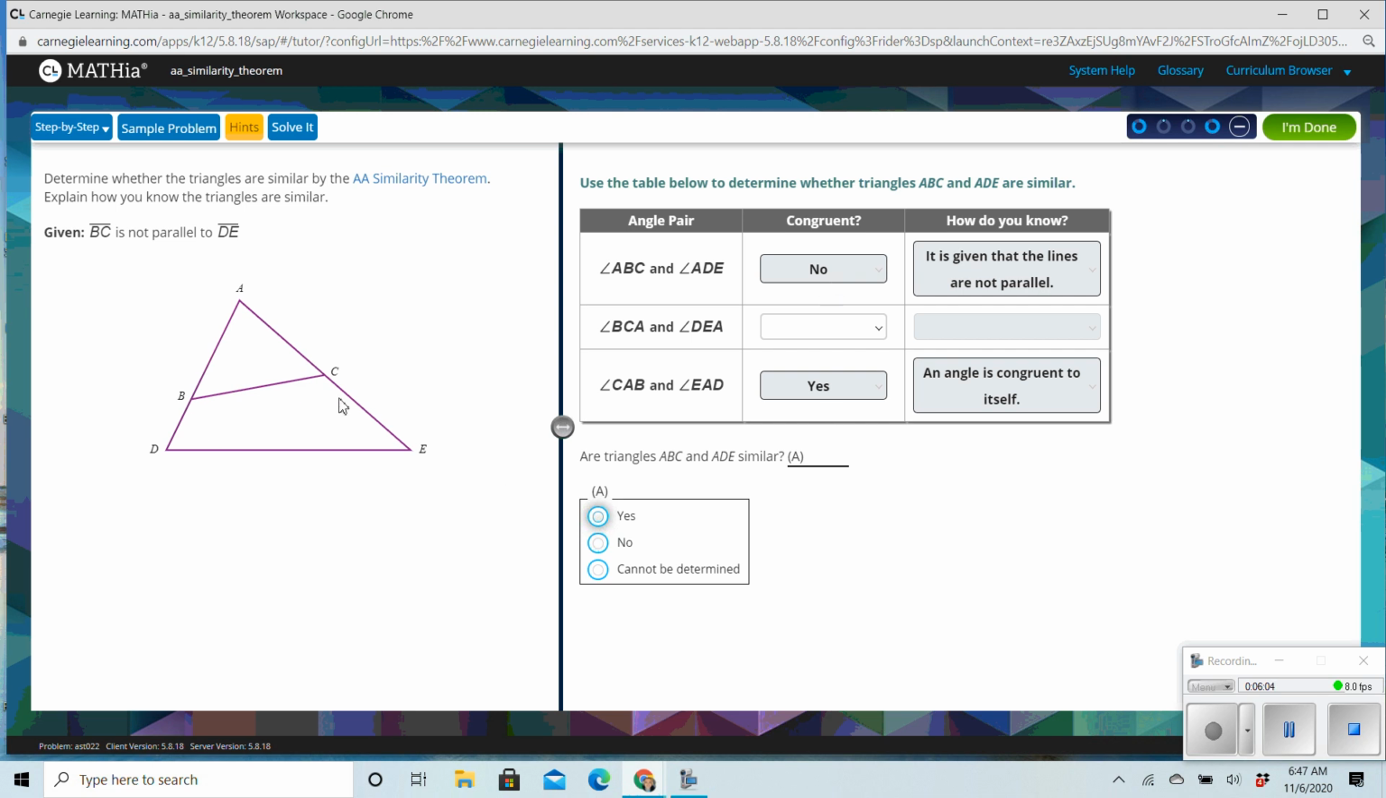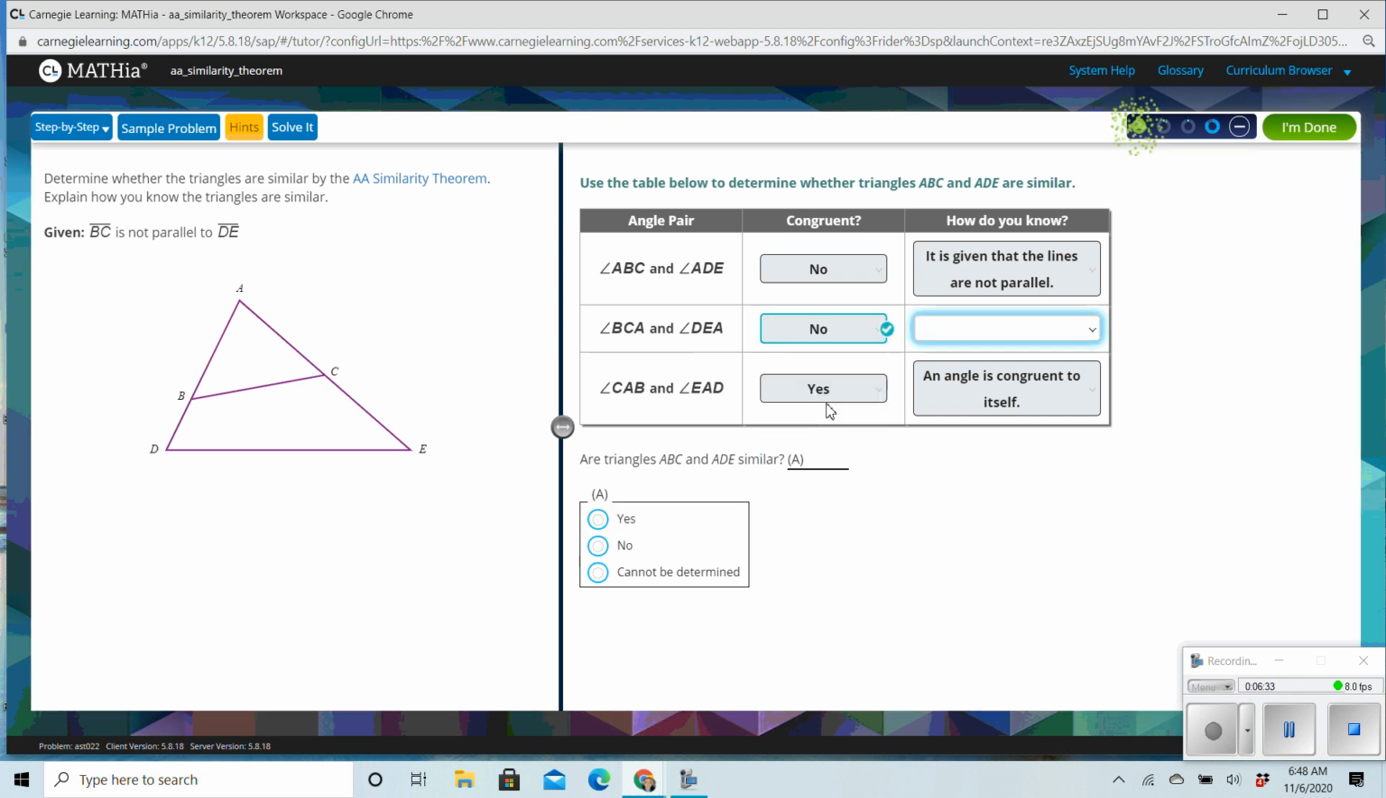We have BCA and DEA. So again, we're using the same angles that we're comparing. So looking here, BCA, we're looking at C, and DEA, we're looking at E. What do I notice? Well, again, they're not the same. They don't look the same measure. This one looks a little bit smaller than C. So I'm going to say that they're not. I don't think that they are.